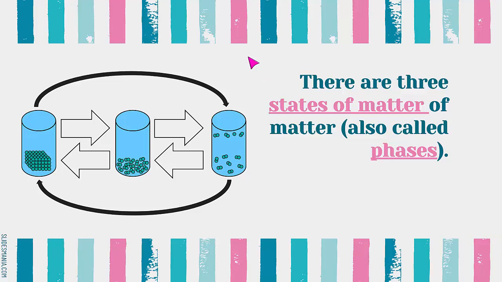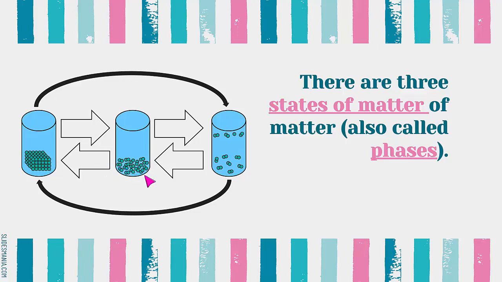So, as you can see here, and as you've probably learned in a previous class, there are three states of matter. These are also called the three phases of matter. The one over here on the left, where all the particles are clumped together, in this case in a cube type shape, is a solid. They have a definite shape and a definite volume, and it doesn't matter what container you put it in, they're going to keep the same shape.